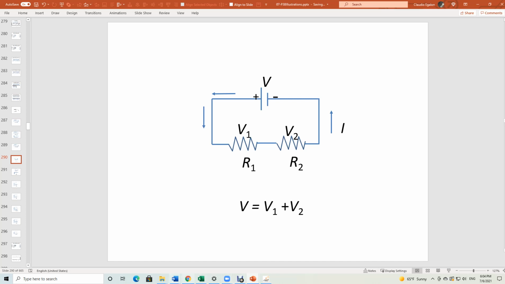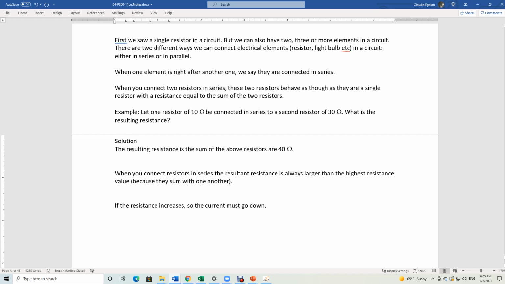Something else that you have to know. The resistance increases, so the current must go down. What else you have to know? Well, you have to know that the voltage from the battery gets split among the resistors in parallel. I'm going to give you a numerical value. So here you go, a numerical example.